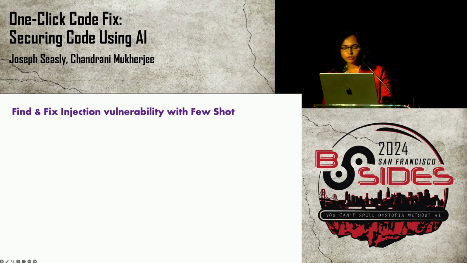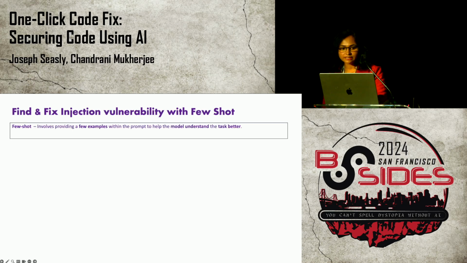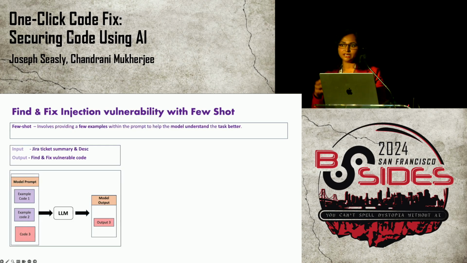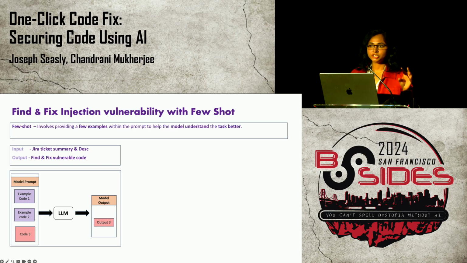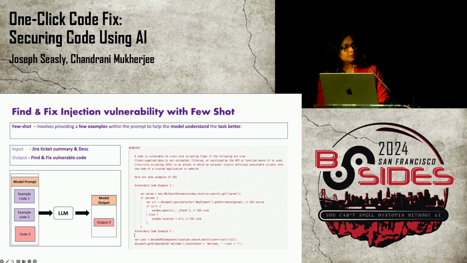So then we moved on to the few shot method. Few shot is when you give not just one, but 3 to 5 examples, so that the model understands the context and the task better. So here we looked through our Jira, and if we say injection, what are the different types of injection examples that we can find? Let's give those and see how it responds. So basically, you are giving multiple injection examples.